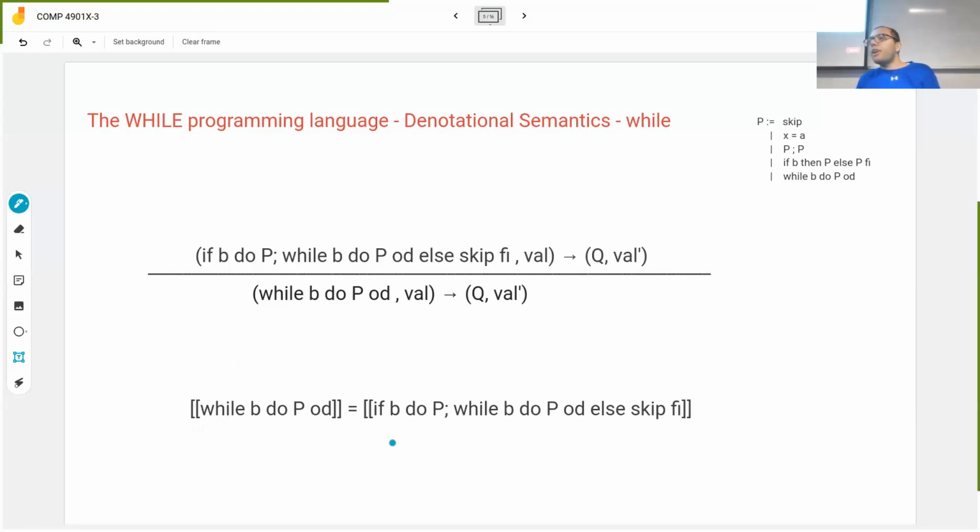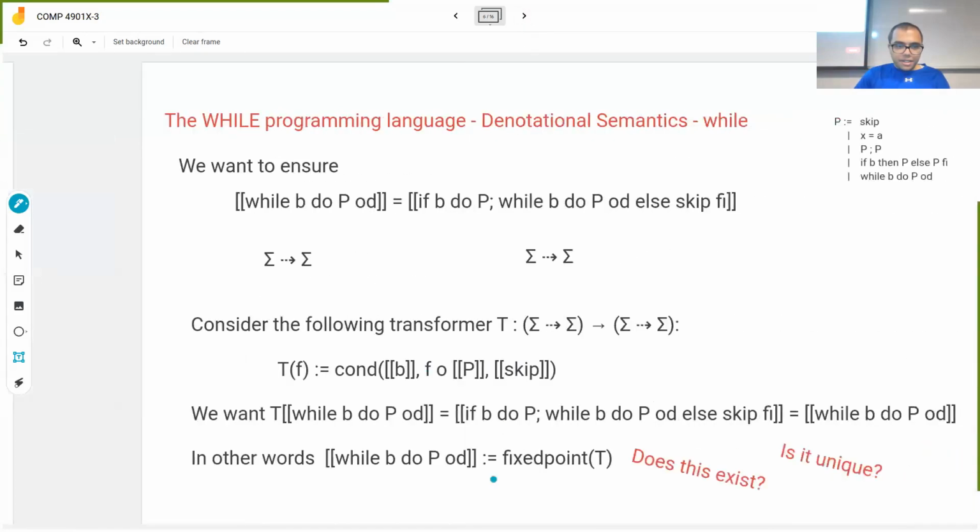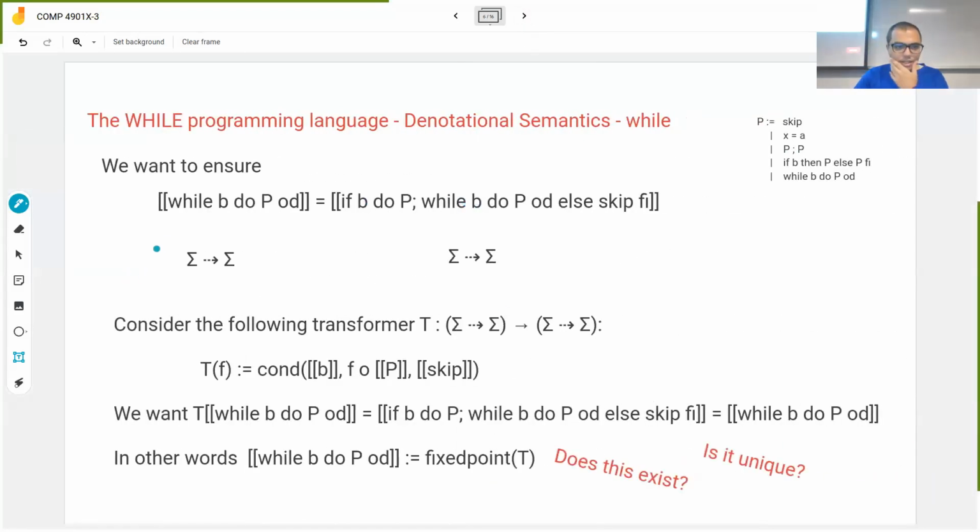Okay, so this is what I know. I know that no matter how I'm going to define my semantics, I want these two programs to have the same semantics. I've basically written the same thing. And remember that the semantics of a program is, again, a function that maps states to states, and it's a partial function. So whatever partial function I assign to this program should be the same as the partial function that I assign to this one.